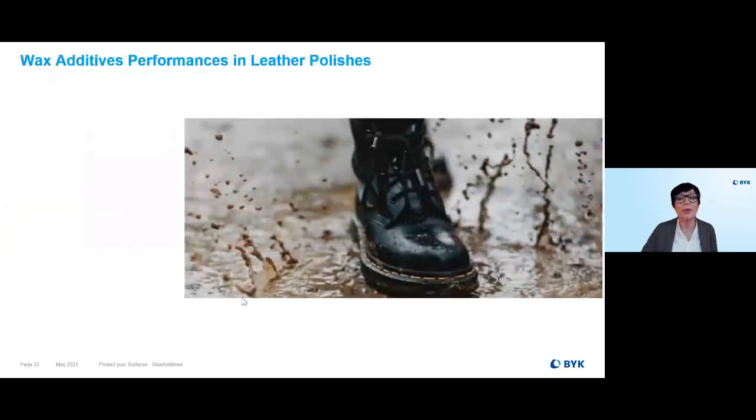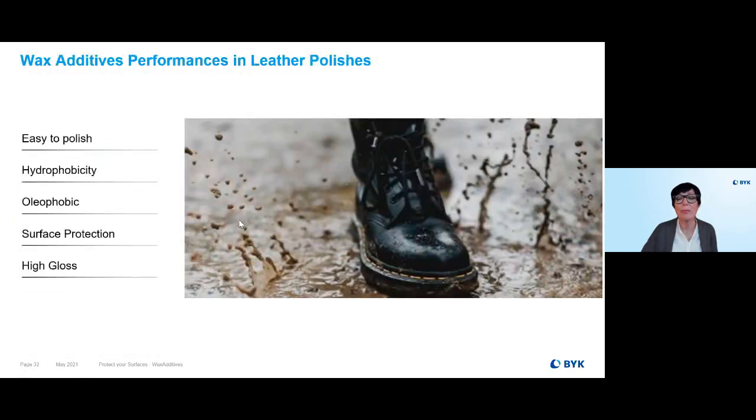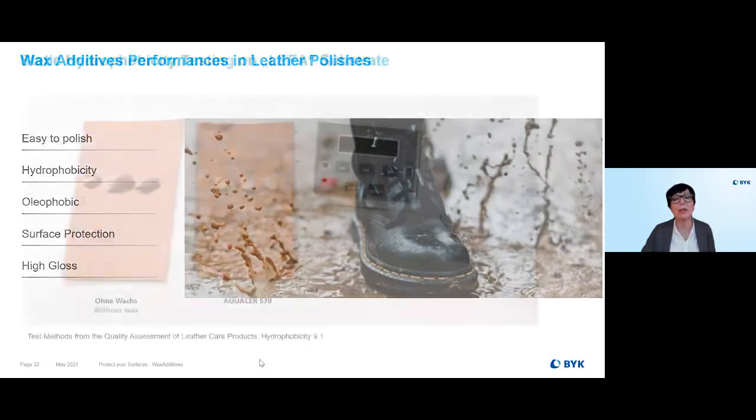Talking leather polish means here it's important to have, next to the standard performances we talked about, hydrophobicity of course, and oleophobicity. So that's important as well. If you talk leather, it's not just shoes. If you think about leather chairs, oleophobicity makes sense, surface protection, high gloss. So those are important properties you might look for.